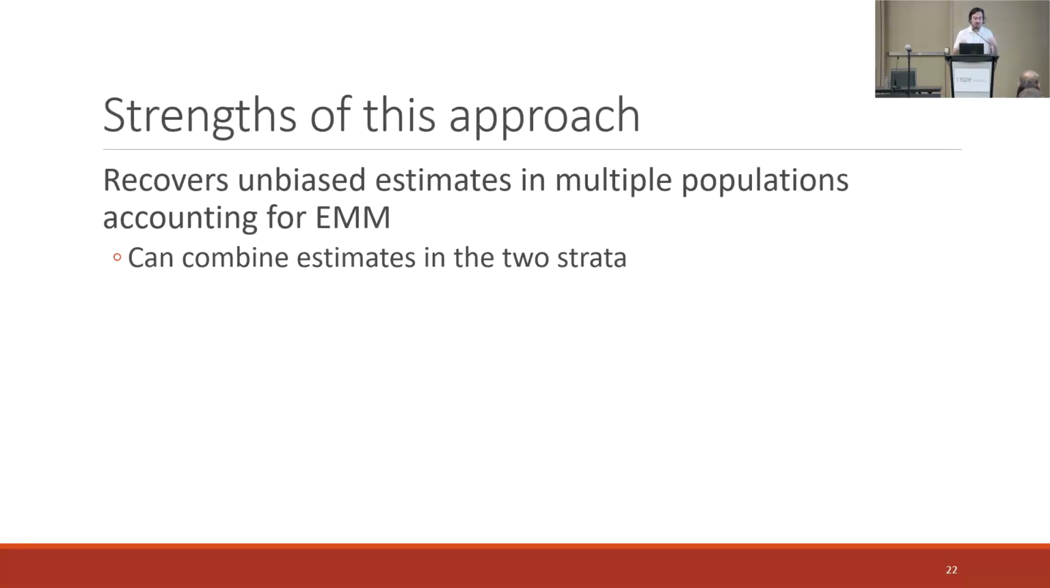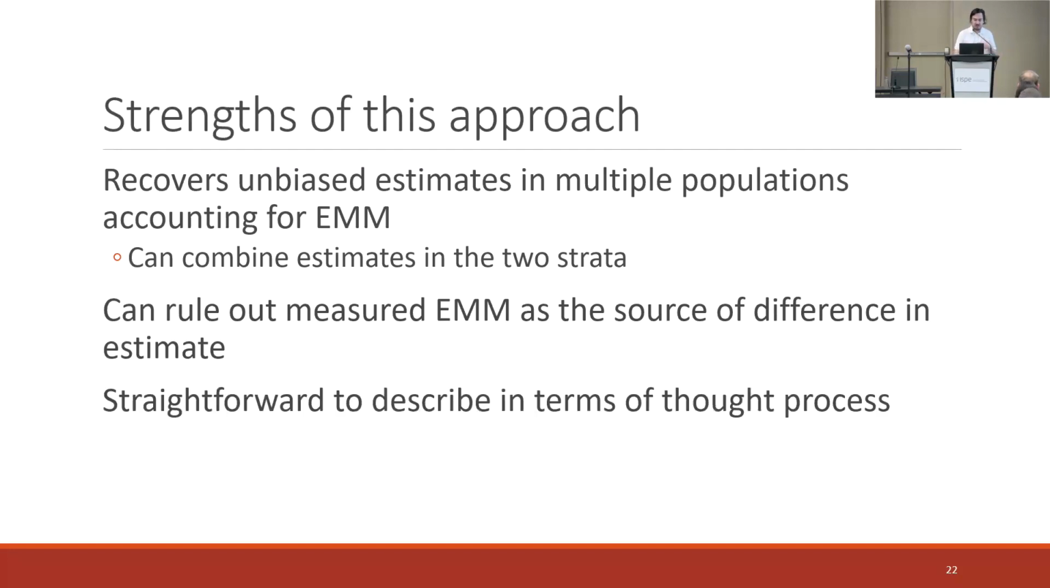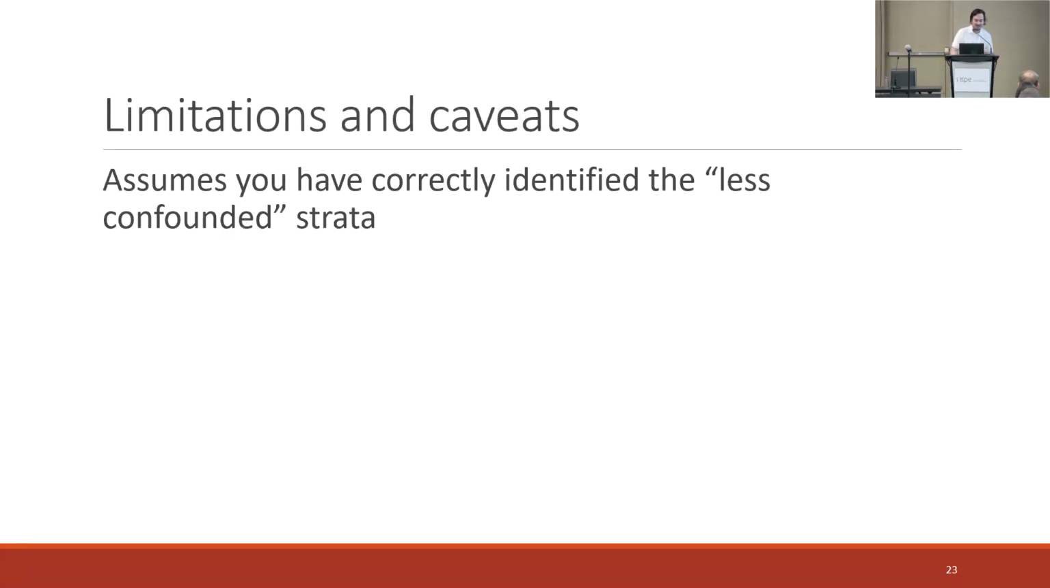So this helps us recover unbiased estimates in multiple populations. We can do some combination we talked about earlier. We can rule out measured modification as the source of the difference in estimate. And it's really straightforward to describe. Well, I hope it was. Maybe it's not straightforward now that I've given the talk.